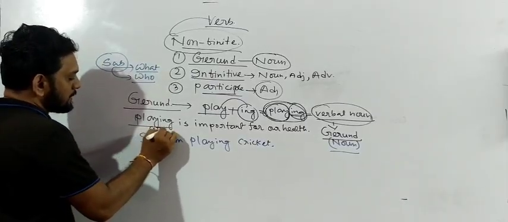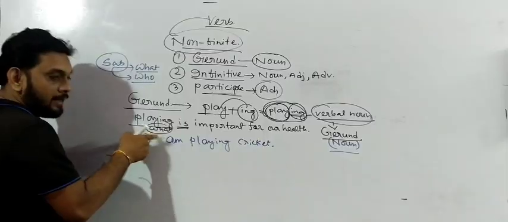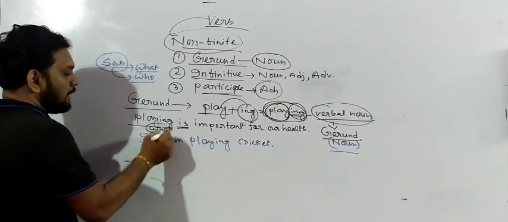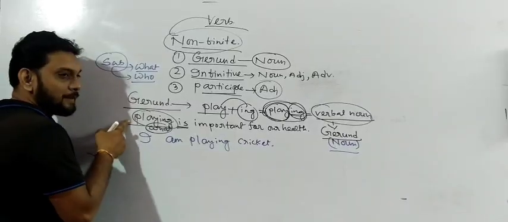You see, what is important for our health? Whenever you ask this verb using the question word what, then you can easily find out the subject. What is important for our health? You get the answer, playing. So playing is the subject over here.